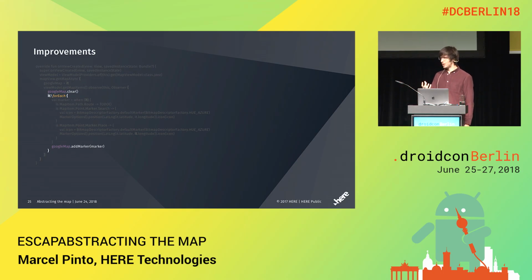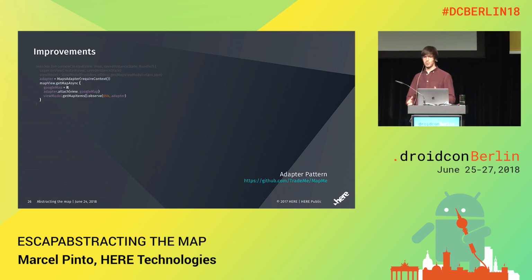Does that sound familiar? I would say so. It's an adapter pattern. So we can actually wrap all these map implementations into some sort of adapter. And here, on the view, we would simply create the adapter. Once we get the map object, we pass it to the adapter, and we attach this adapter to the source, observing the list of map items.